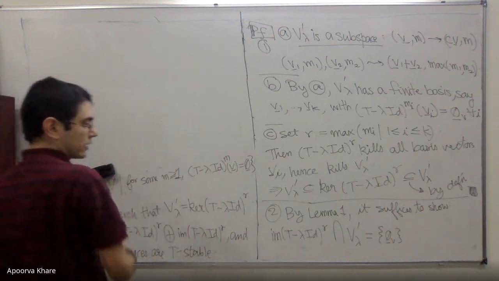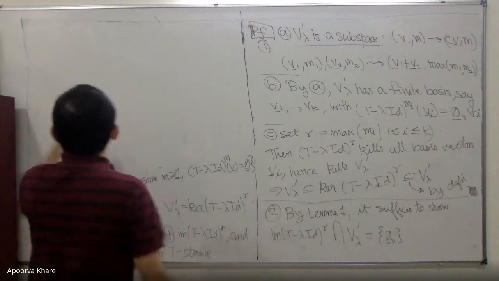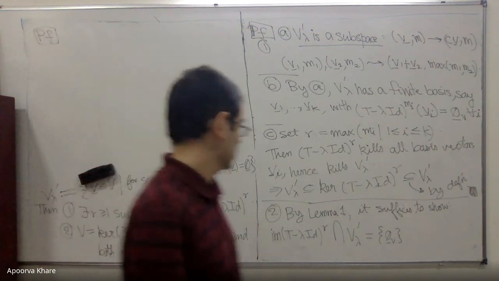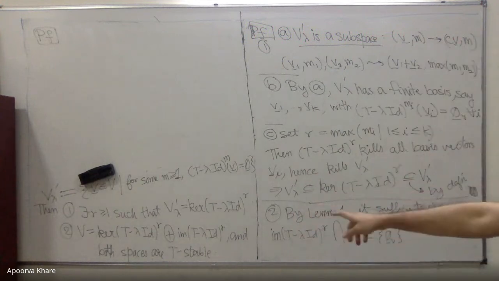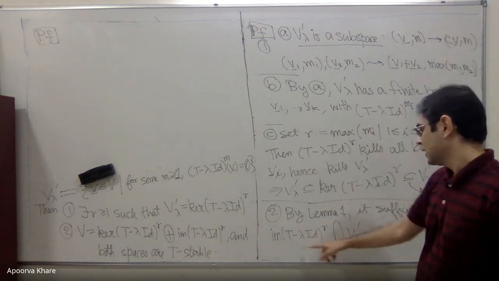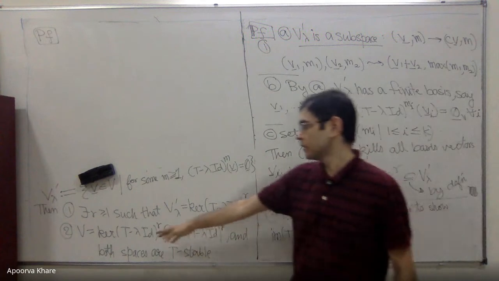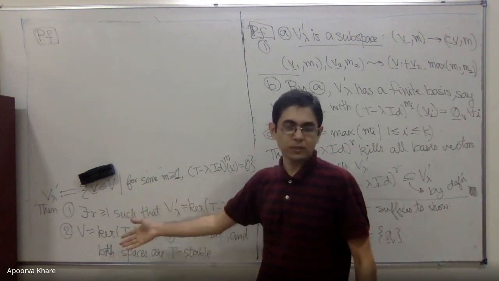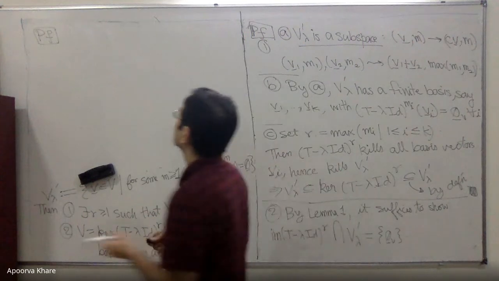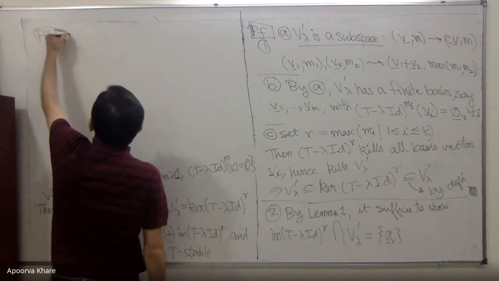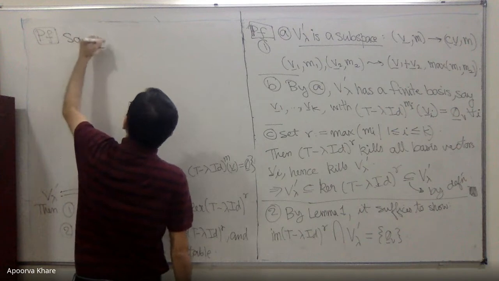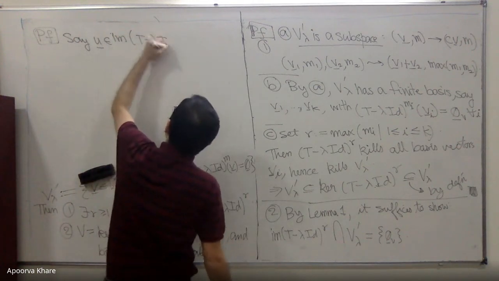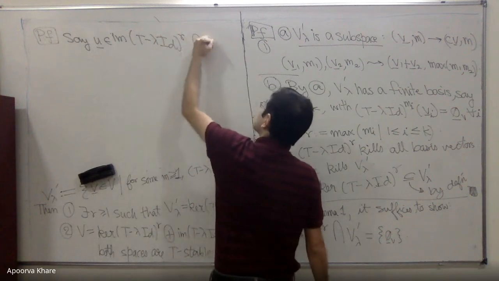So suppose they have a vector. Indeed, proof. Because if I show this, then by lemma 1, whenever the image and the kernel of a linear transformation intersect at 0, the direct sum is equal to all of the space by the rank nullity theorem. So let's prove this. Suppose u belongs to that thing, the image of (T minus lambda identity) to the r intersect V prime lambda.